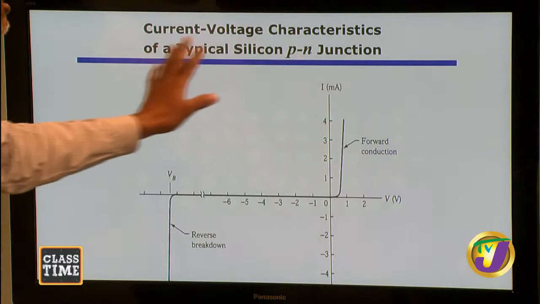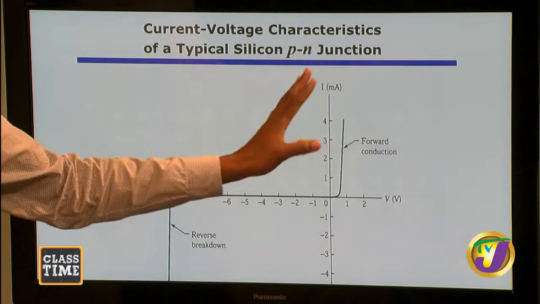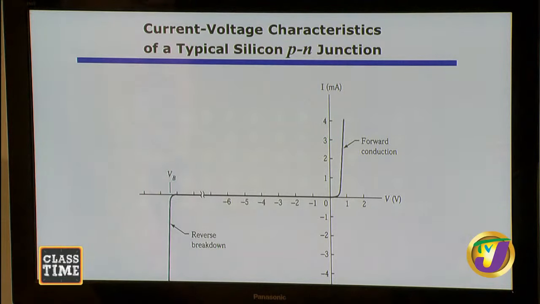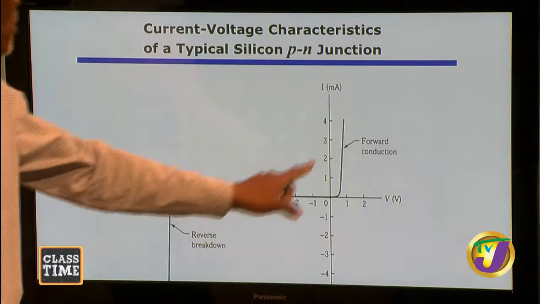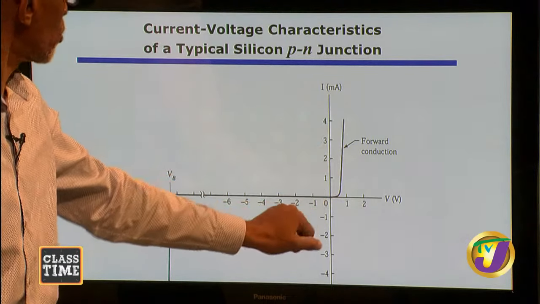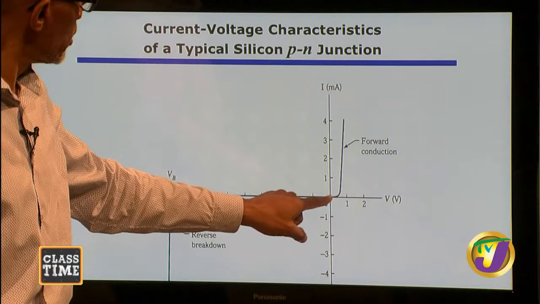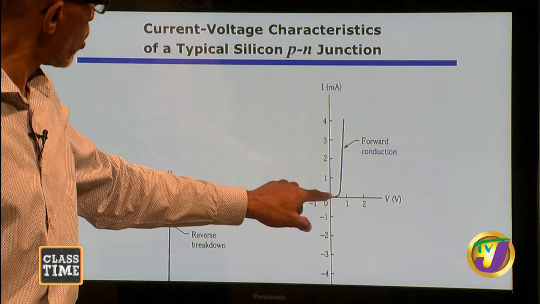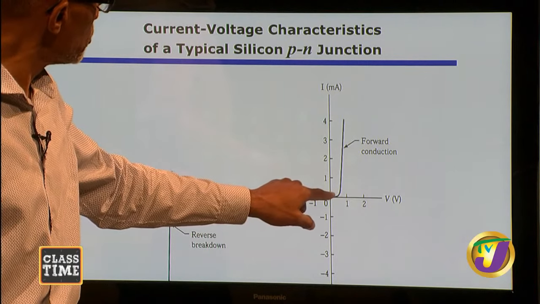And so this graph here is the IV characteristics of a junction diode. I hope you can see it clearly. This is in the forward bias, in the conduction. And if you notice in this part here, from here to here, no current is flowing. Current is zero.